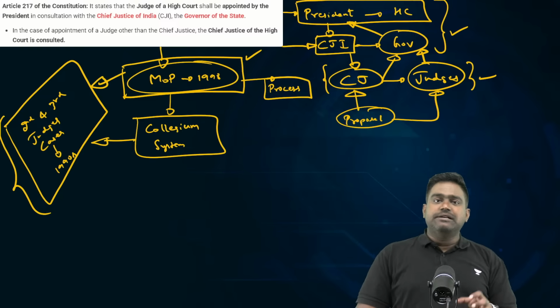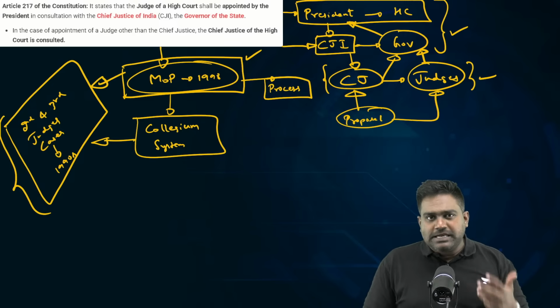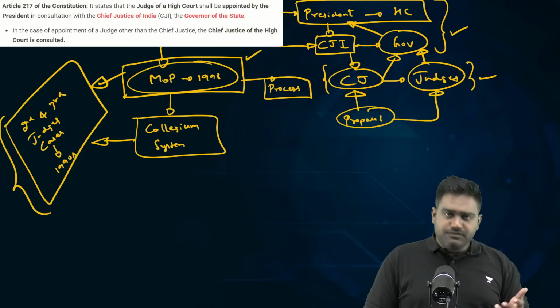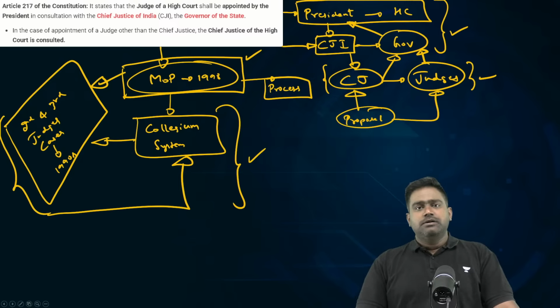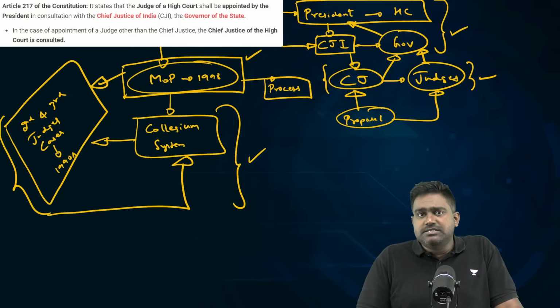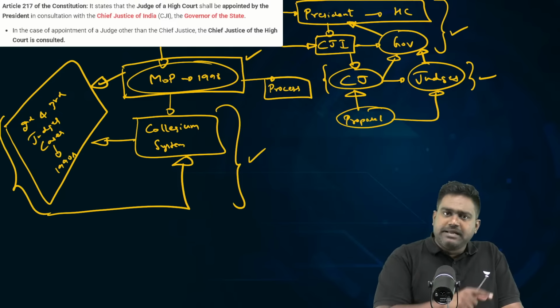See, the collegium system itself is highly criticized for its opaqueness, for its lack of transparency. There have been allegations about the very integrity of the judiciary, that out of turn appointments have taken place. Merit, seniority, suitability sometimes has allegedly been ignored. And that's where the criticism comes up against the collegium system.